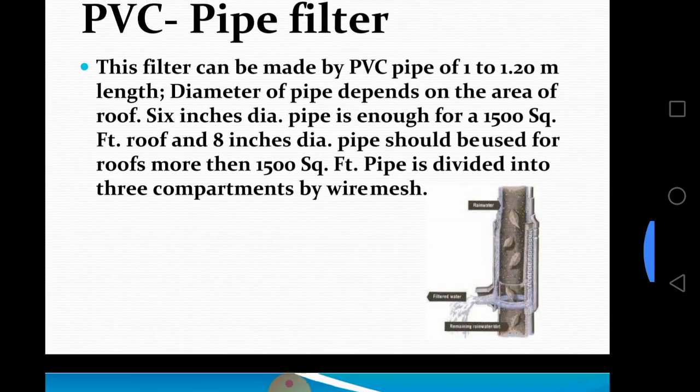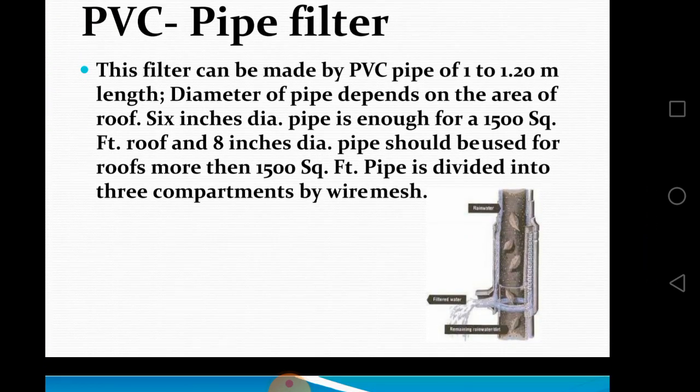And the PVC pipe filter. This filter can be made from PVC pipe of 1 to 1.2 meter length. The diameter of the pipe depends on the area of the roof. A 6 inch diameter pipe is enough for a 1500 square feet roof, and an 8 inch diameter pipe should be used for roofs of more than 1500 square feet.